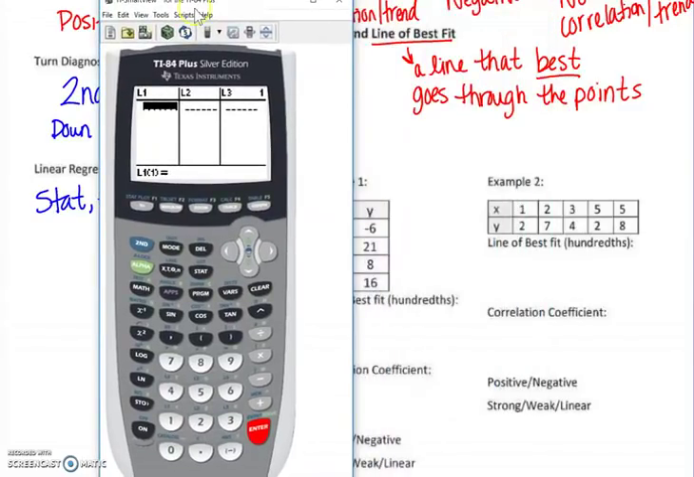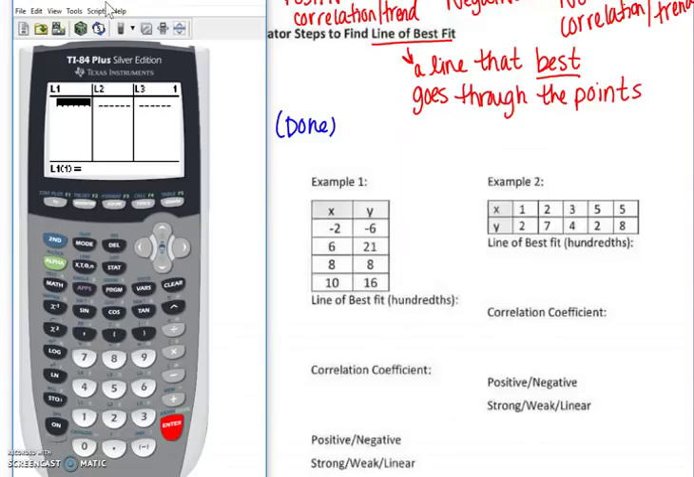Here's what we are going to do. Don't worry about L3. I don't care about L3. L1 is like the X's. L2 is like the Y's. So you're just going to type these in. This says -2, -6. So -2, enter, and then you go over to the right and you can hit -6. Enter. Go back to the left. This is 6.